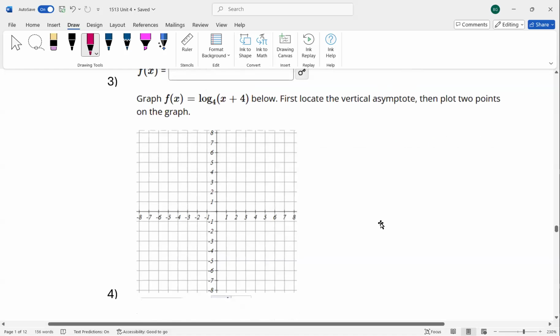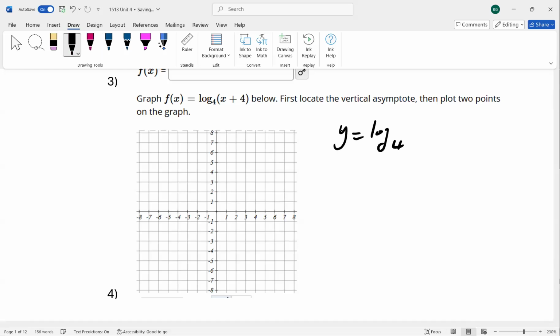Next question is a logarithmic function. We need to graph this function below. First, locate the vertical asymptote, then plot 2 points on the graph. The mother function is y equals log with base 4 of x. And we shift to the left 4 units. We get the function we need to graph: log base 4 of x plus 4.